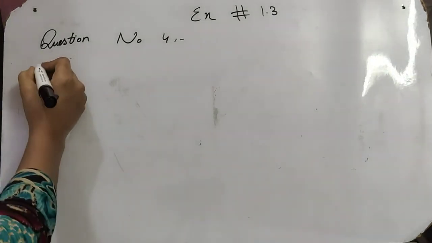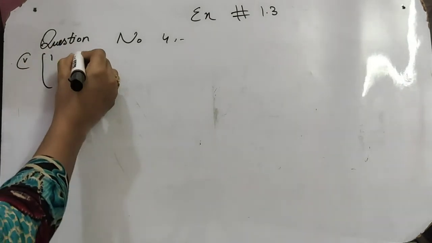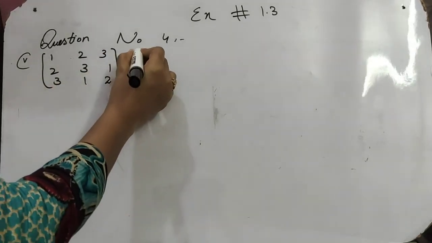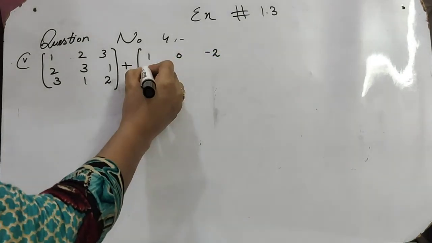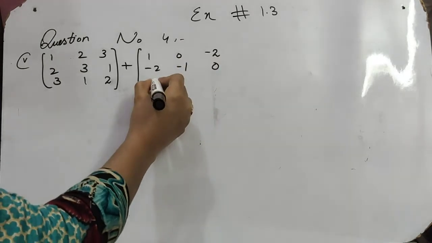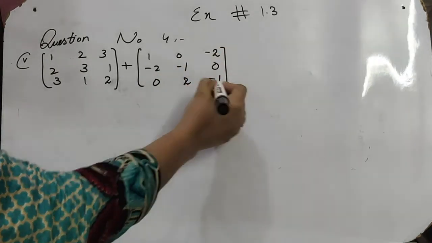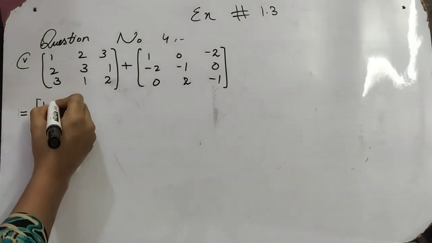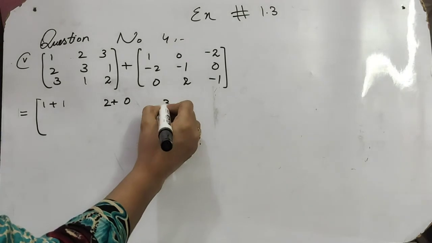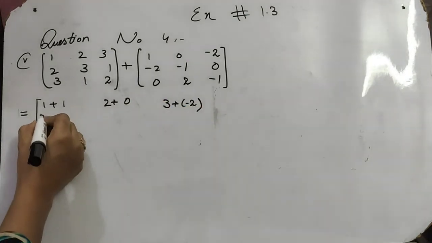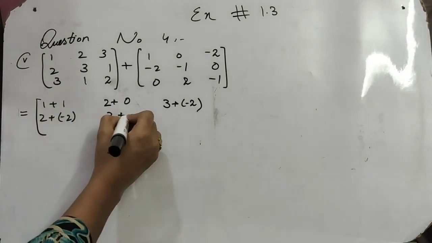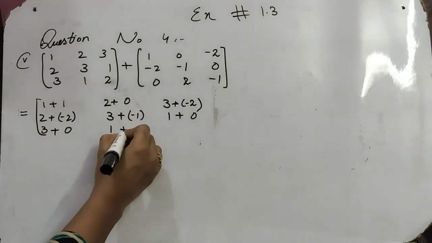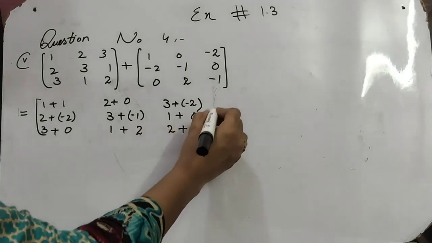Now we solve the fifth part, which is [1 2 3; 2 3 1; 3 1 2] plus [1 0 -2; -2 -1 0; 0 2 -1]. So here we also perform the addition. 1 plus 1, 2 plus 0, 3 plus minus 2, 2 plus minus 2, 3 plus minus 1, 1 plus 0, 3 plus 0, 1 plus 2, 2 plus minus 1.